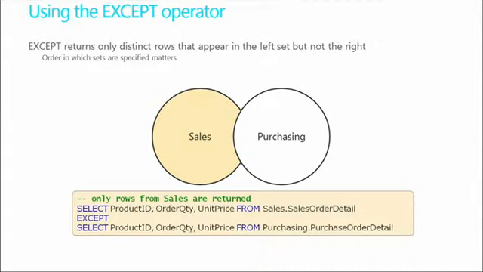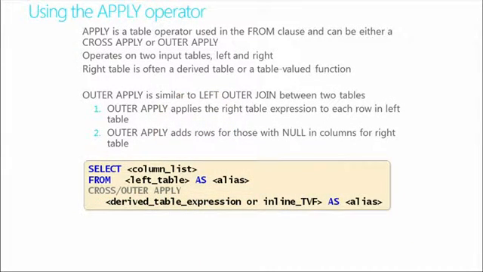So there's a little bit different spin on it, but we're using the same tables, possibly the same columns, and we're accessing the same data, but it's a different result set that we want to work with. We then introduced the apply operator, which is an operator used in the from clause and can be either cross apply or outer apply. Outer apply applies the right table expression for each row in the left table, and it also adds rows with null in the columns for the right table.